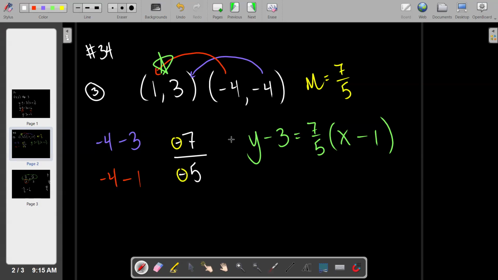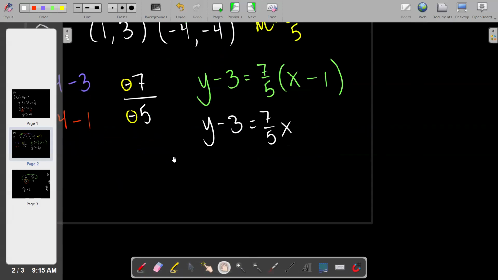Let me get caught up to here. So I'm going to copy down the y -3, and then I'm going to do 7/5 of x. So what is the answer? This is the one I need to spend a day on. That's it. What's the answer to the yellow arrow?